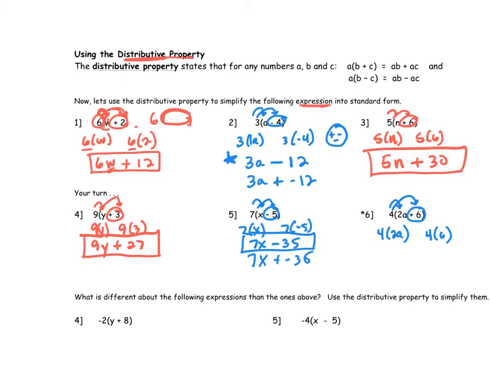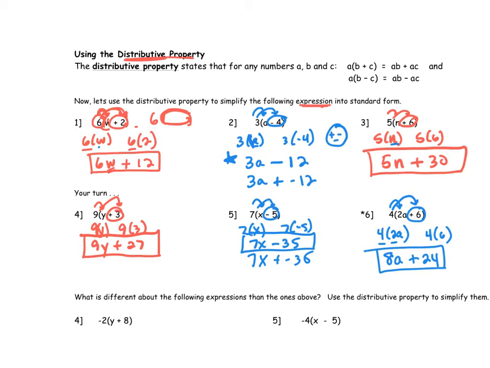So this is something new. All of the other ones just had a variable by itself. We were able to place a 1 in front of some of them. So instead of having a 1, now we have a 2. So 4 times 2 would be 8. And then we just bring the A down. And then 4 times 6 would be positive 24. So the answer to this is 8A plus 24.